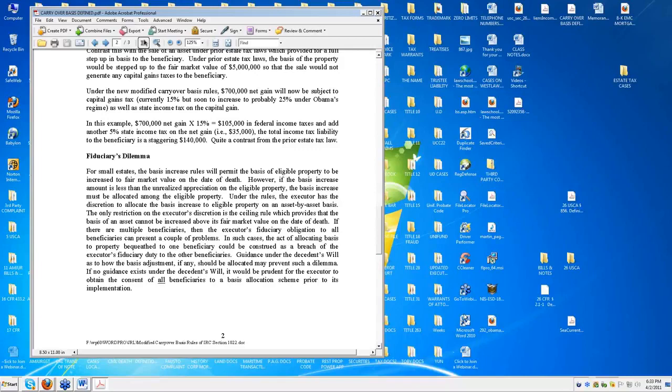Guidelines under the decedent's will as to how the basis adjustment, if any, should be allocated may prevent such a dilemma. If no guidance exists under the decedent's will, it would be prudent for the executor to obtain the consent of all beneficiaries to a basis allocation scheme prior to its implementation.